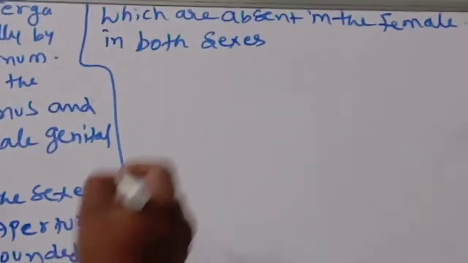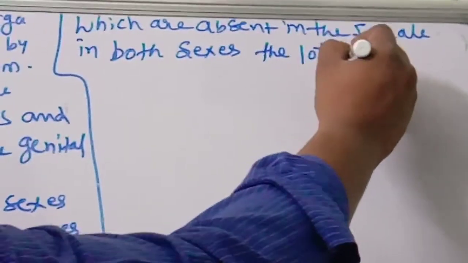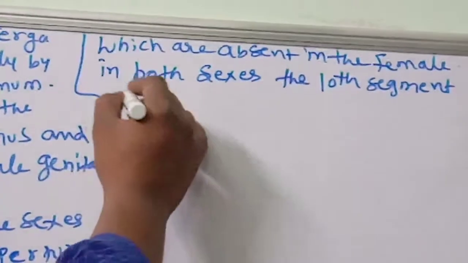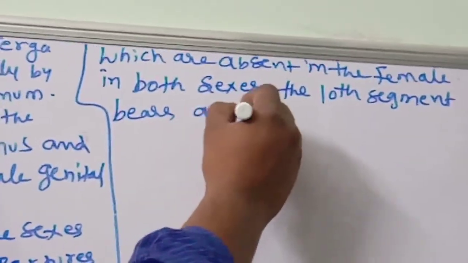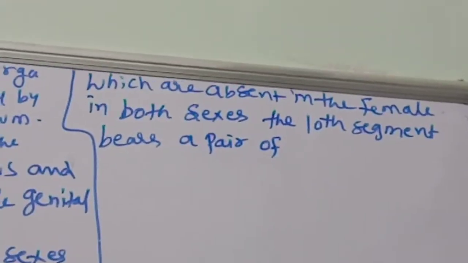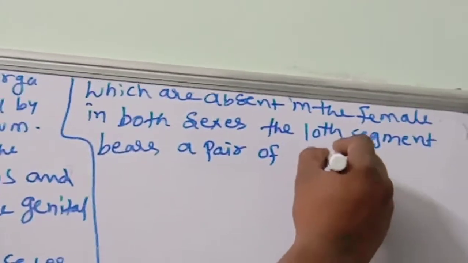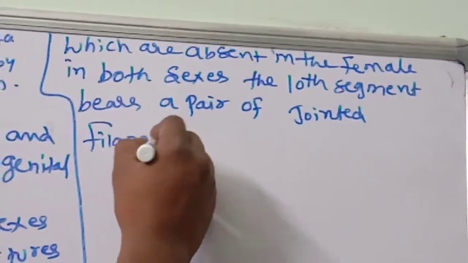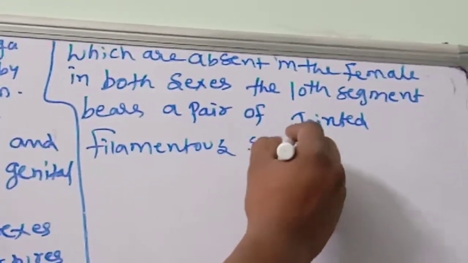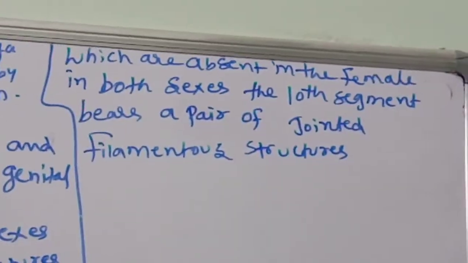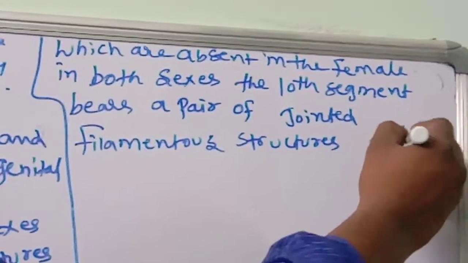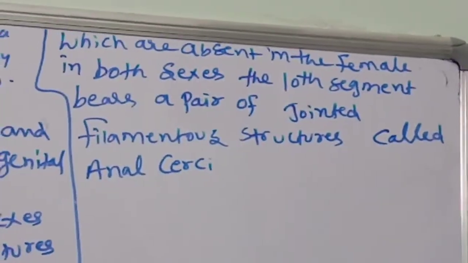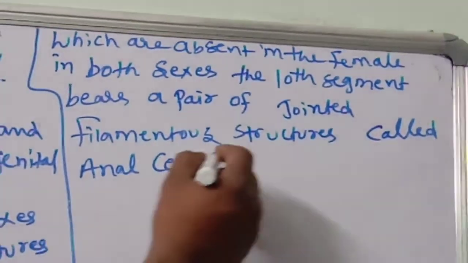In both sexes, the tenth segment bears a pair of jointed filamentous structures called anal cerci. Okay, this is important.